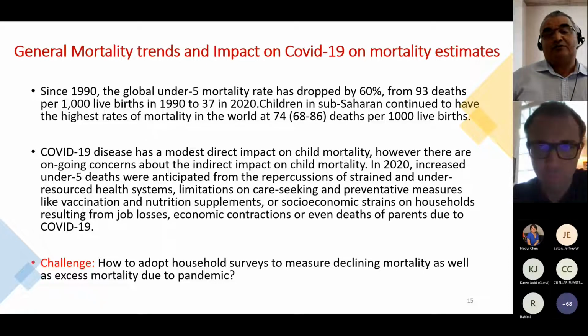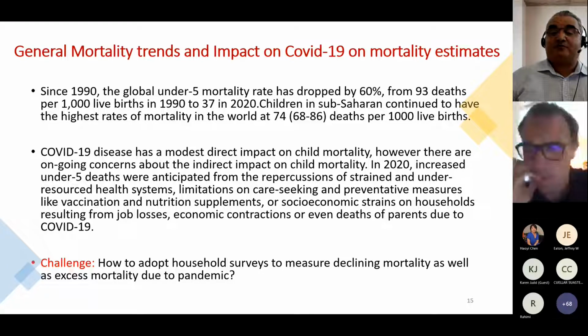We need to measure this. And we have an additional issue with the pandemic. According to some studies, it has a modest direct impact, but there might be some indirect impact on mortality. So it is really worth studying.